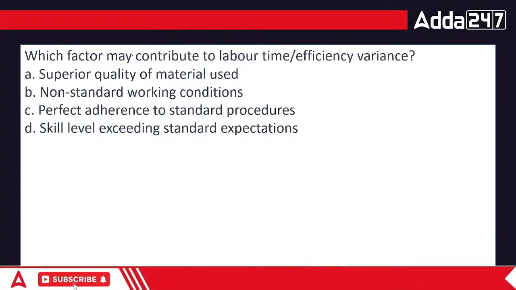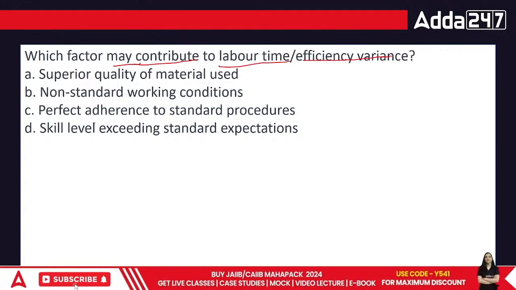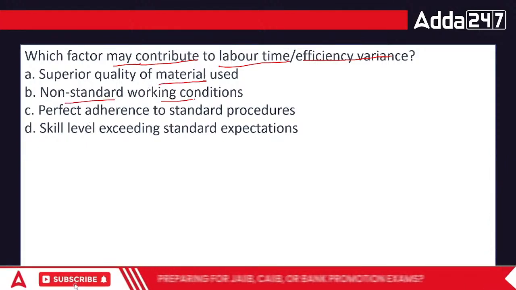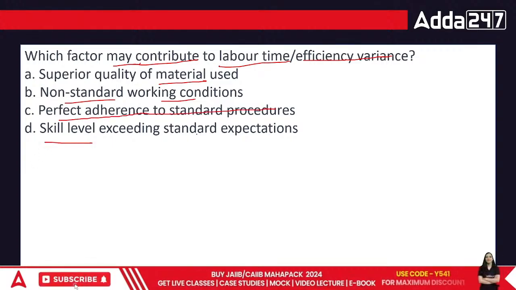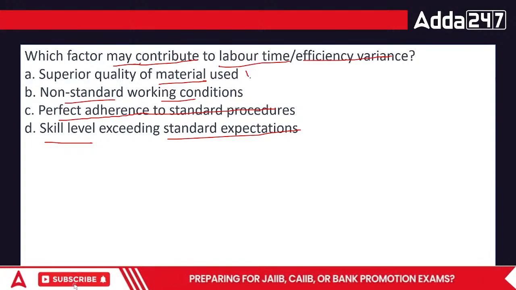Okay, which factor may contribute? The previous one was the reason for the trouble. Now we're talking about labor time or efficiency variance. Superior quality of material used, non-standard working condition, perfect adherence to standard procedure, or skill level exceeding standard expectation. Labor time or efficiency variance. Why would things happen in a good way? Material has nothing to do with labor.